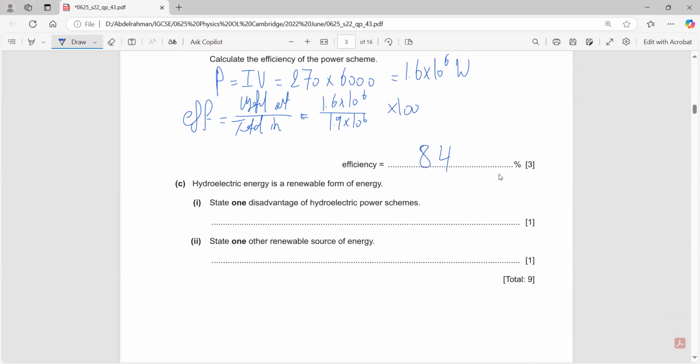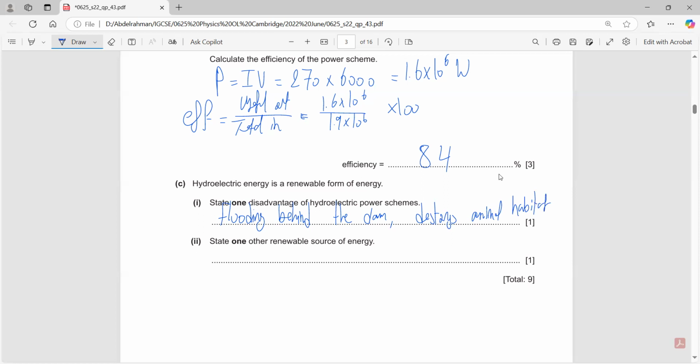Now, hydroelectric energy is a renewable form of energy. State one disadvantage of hydroelectric power schemes. What would a disadvantage be? For example, flooding. It causes flooding behind the dam. It can destroy some of the animal habitat. You can say flooding behind the dam, destroying animal habitat.